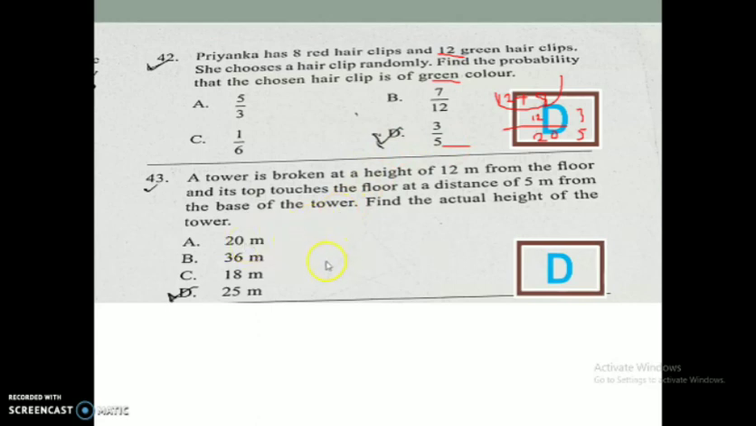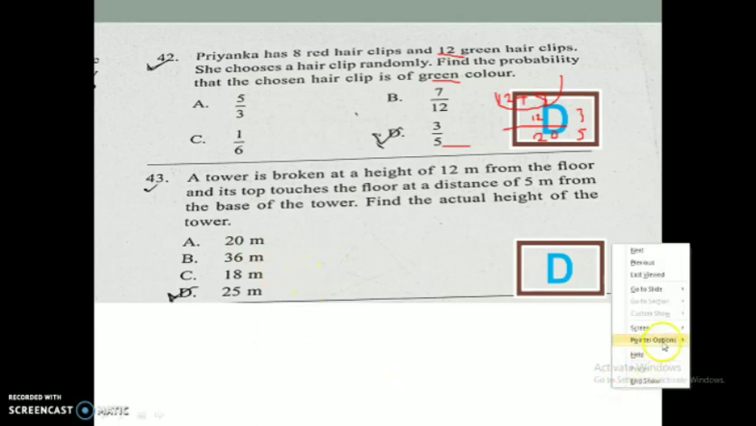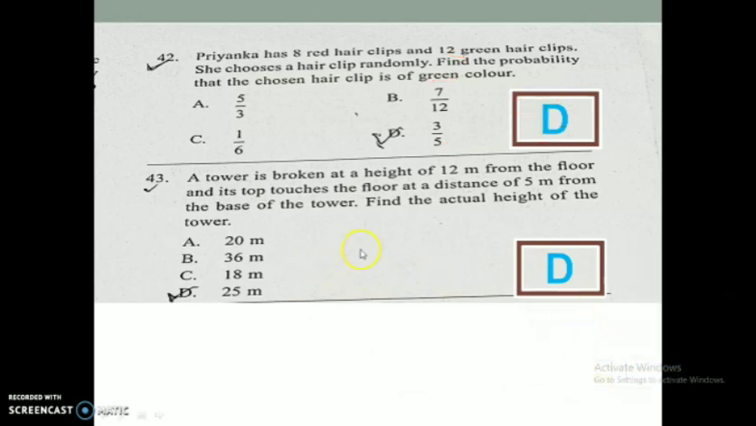Let's solve the question number 43. The tower is broken at a height of 12 meters, so we can draw the 12 meter of tower, and it is broken at 12 meter and touches the ground at 5 meter from the base of the tower. So you can see here the tower is at 90 degrees to the floor, so we can use the Pythagoras theorem to solve this.